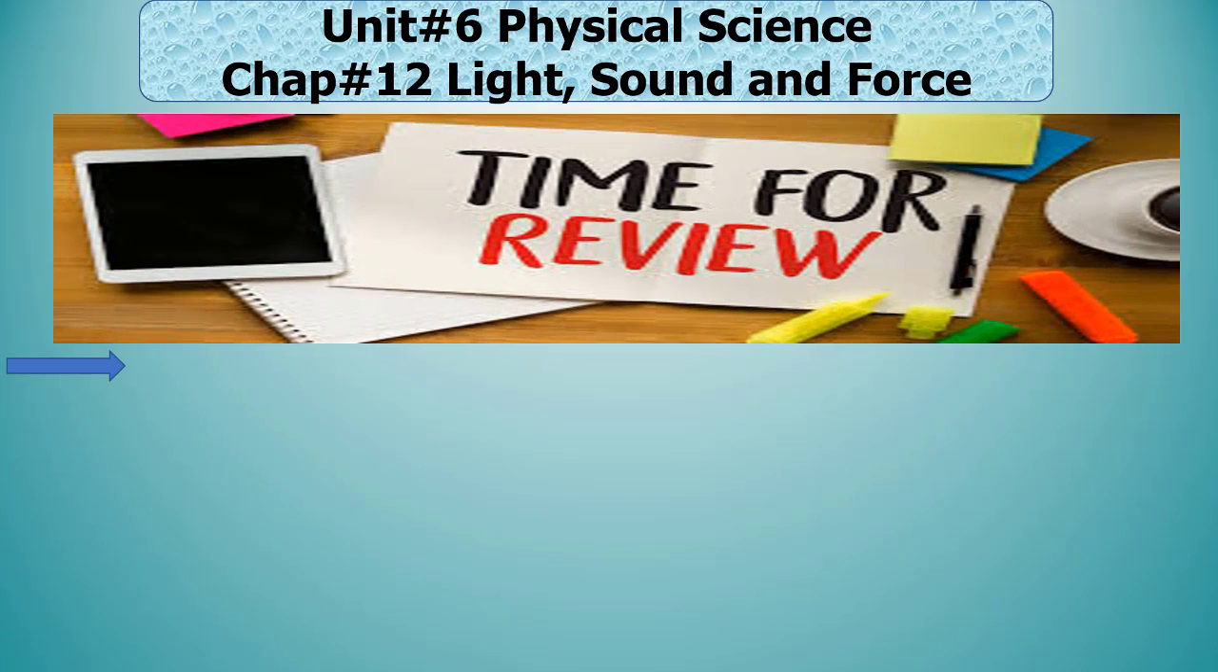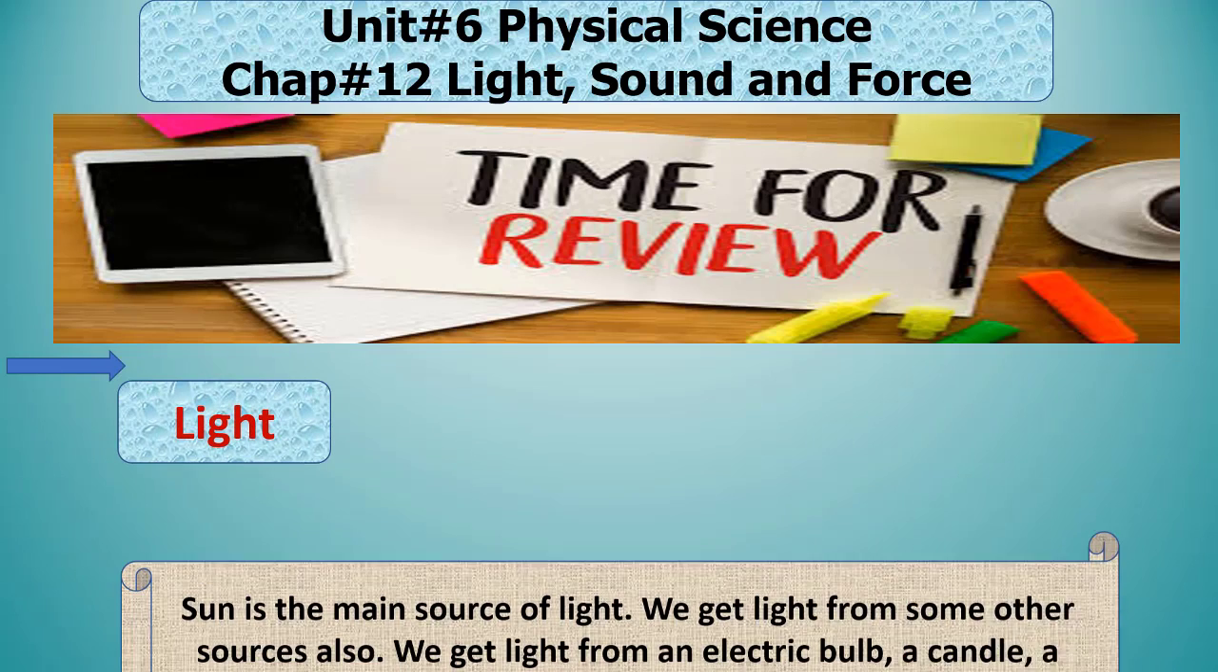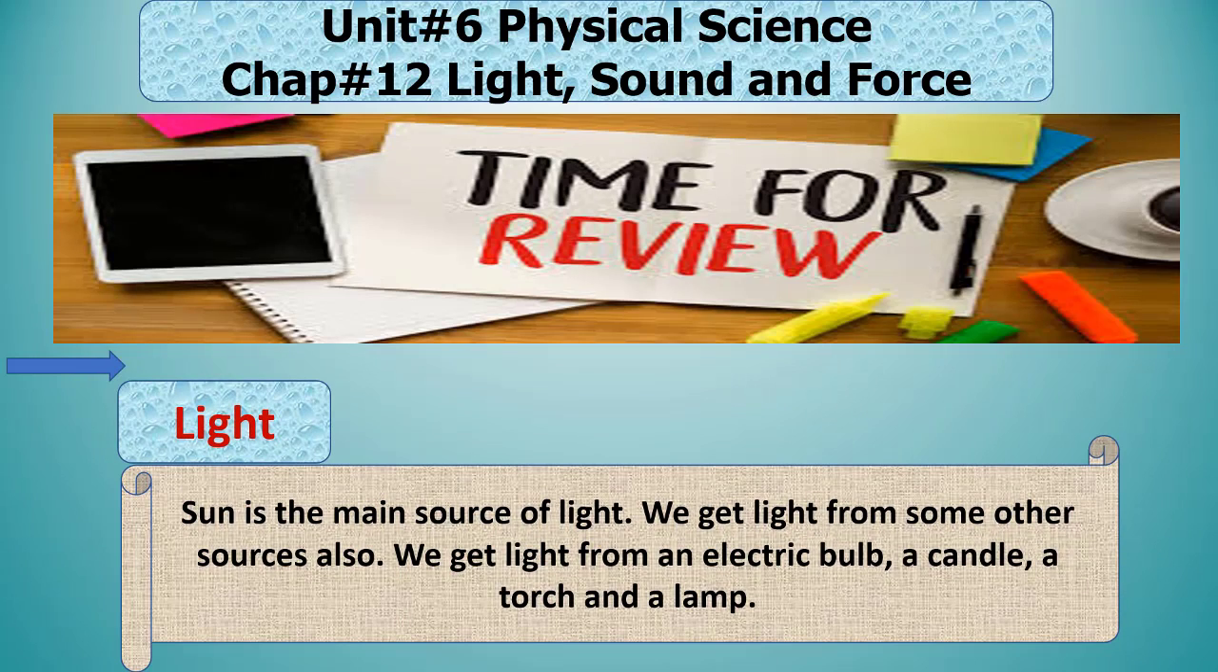We have learned in the previous lesson about light. So students, we know that the sun is the main source of light. Sun जो है वो light का main source है, main जरिया है जहाँ से हम light हासिल करते हैं. So we get light from some other sources also. We get light from an electric bulb, a candle, a torch and a lamp.